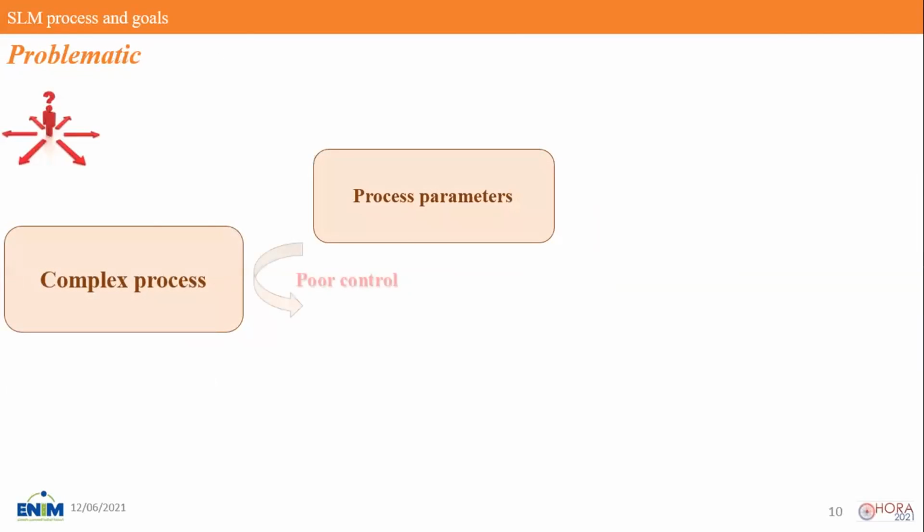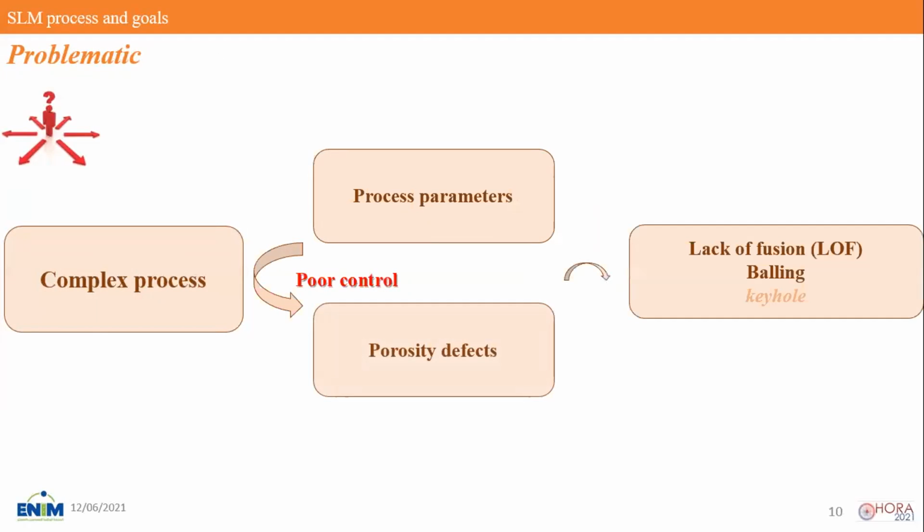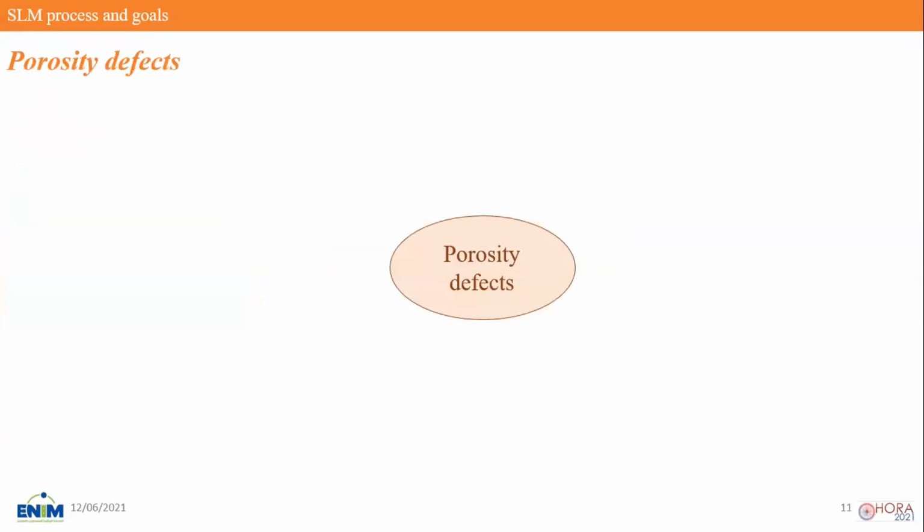SLM is a very complex process. A poor control of these parameters often results in defects and porosity, such as lack of fusion, balling, and keyhole.